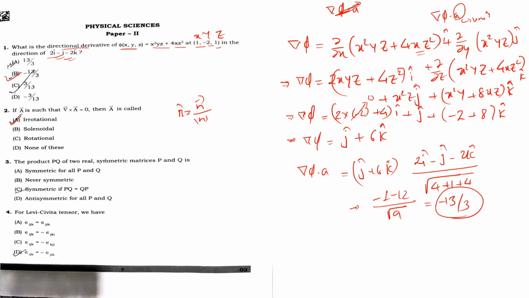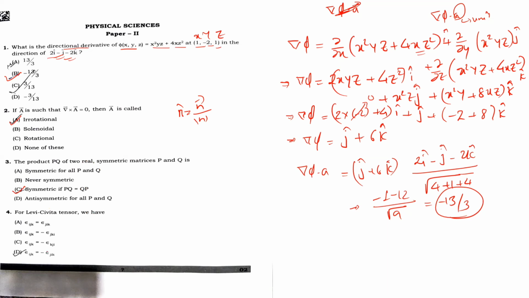Now the product PQ of two real symmetric matrices P and Q is what? Symmetric for all P and Q? No, never symmetric. The correct option is option C, symmetric if PQ is equal to QP. It is also written (PQ) inverse is equal to Q inverse P inverse. This way also you can write it. First Q symmetric and all those things. But now you are just asked the product PQ of two real symmetric matrices is what? Forward condition. So you can write symmetric if PQ is equal to QP.